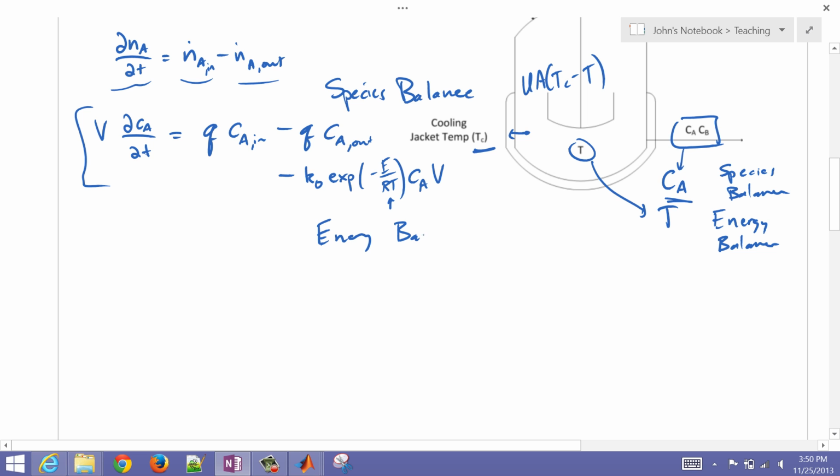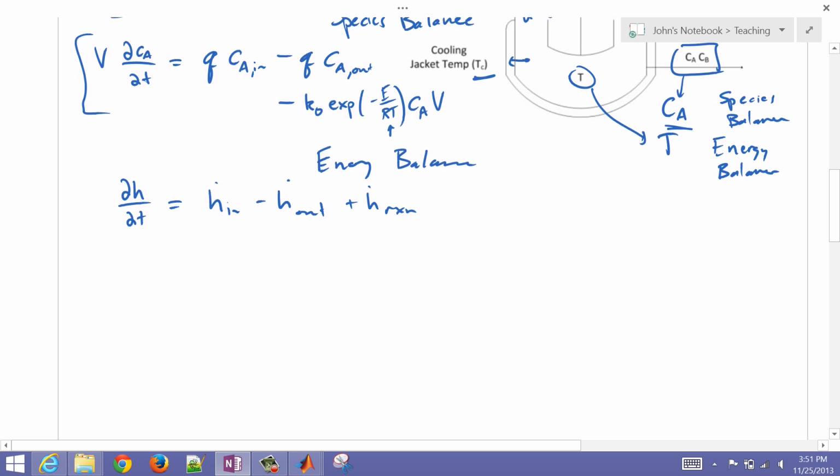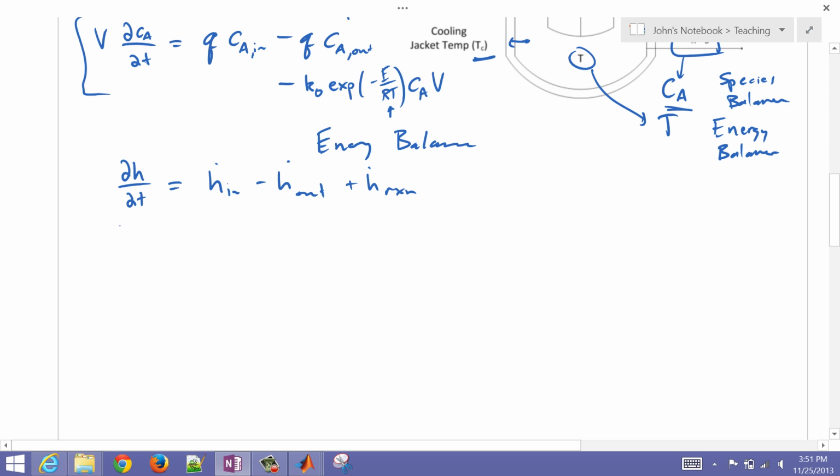Okay, so this is our energy balance now, and very similar to the species balance, but instead of Na, it's going to be the enthalpy, an enthalpy balance that we're going to use for this. Okay, so you have in, out, and then plus the reaction. Okay, the reaction rate. And I guess I should have written that up here, reaction rate as well on the A species balance.